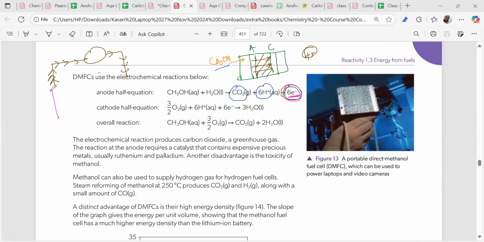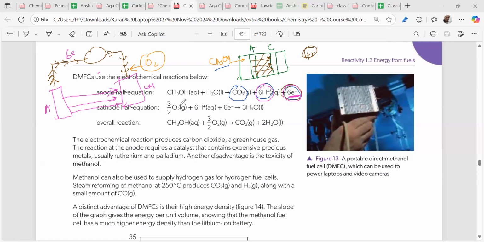So the 6 electrons will be coming from the anode and reaching the cathode over here. And alternatively, what are we getting? H plus ions. These H plus ions will be moving through the proton exchange membrane and reaching the cathode. Now, in the cathode, what are we pumping? In the cathode, we are pumping oxygen gas, right? We are pumping oxygen gas over here.